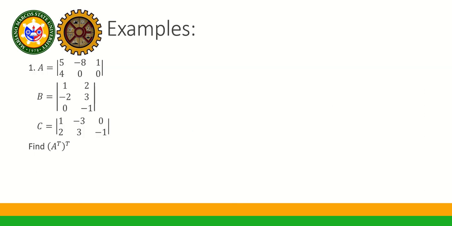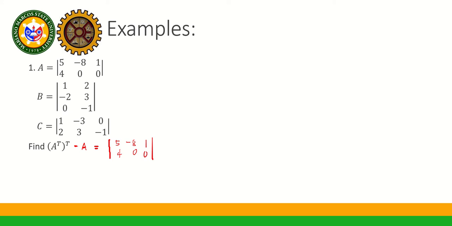Now let's have examples. We have matrix A, matrix B, and matrix C. Now find the transpose of the transpose of matrix A. And this is equal to A. Okay, tama. So, our answer would be si matrix A. Wag na natin siyang gawin kasi napaka-clear naman ng rule. Okay, so lagay na lang natin yung answer. So, 5, negative 8, 1, 4, 0, 0.